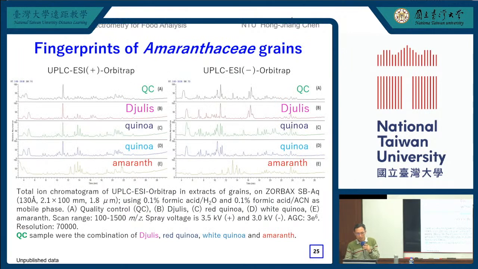Let's see the result. This one is using the non-target analysis, so we can do the chemical fingerprinting. This one is fingerprinting by using LC-ESI Orbitrap. So it's very obvious that amaranth is very different from quinoa and Julius in the positive and negative experiments, right? But if we focus on Julius and quinoa, of course, they have differences here. So we could say that this one is the representing compounds in quinoa, and this one may be the representing compounds in Julius. Yeah, we may say that.